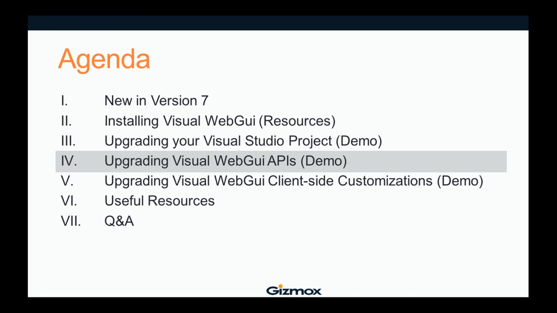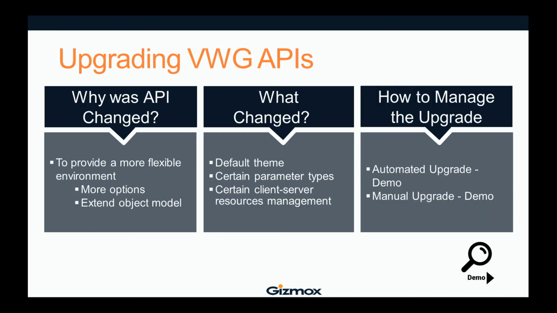Okay, so we've seen how to upgrade the Visual Studio version. And the next thing we want to do is upgrade the Visual WebGui APIs, which have changed. Next slide. So first of all, why was the API changed even?